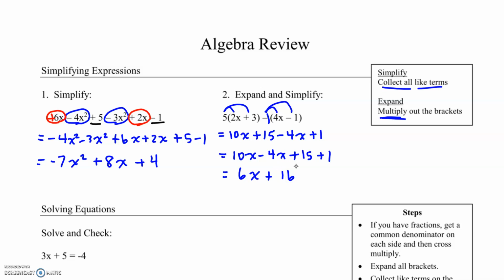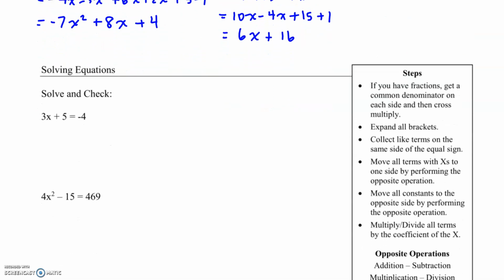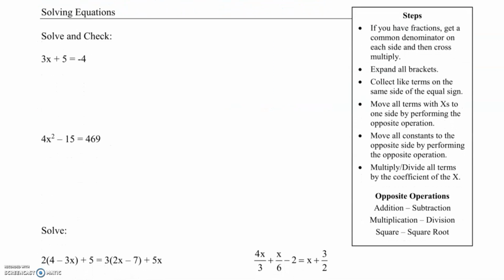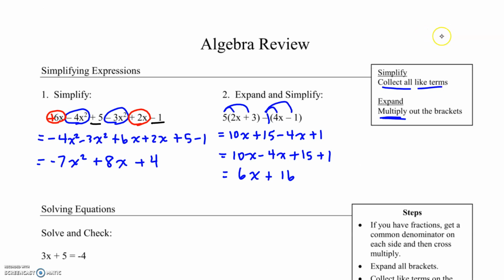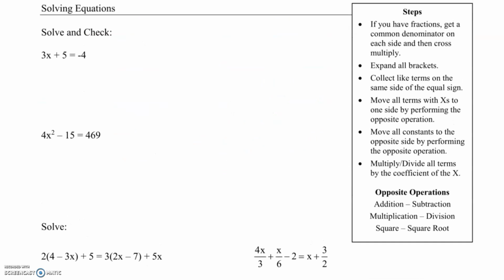All right, that's our polynomial review. Now we're going to get into our solving equations review. So for solving equations, we have the steps on the side. The first step is fractions, and I'm actually not going to, oh sorry guys, my screen moved. I'm actually not going to use common denominator to get these fractions. So if you have fractions, we're going to do something that's called clear the fraction, and we're going to use the LCM, lowest common multiple.